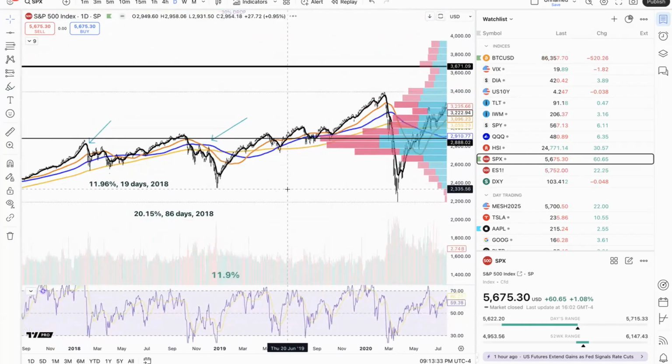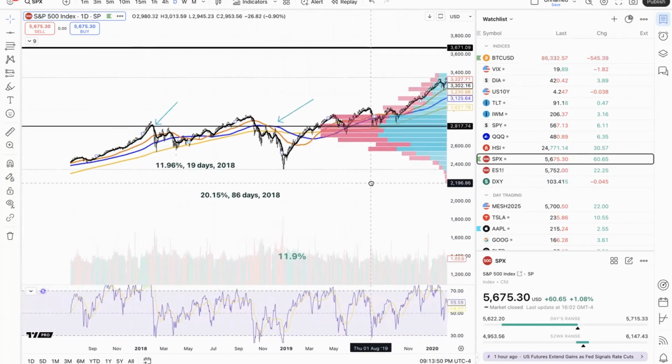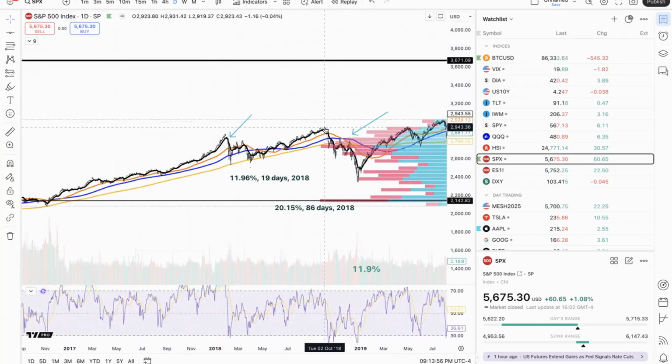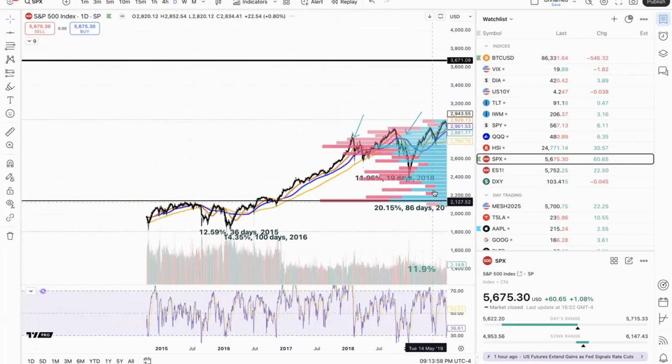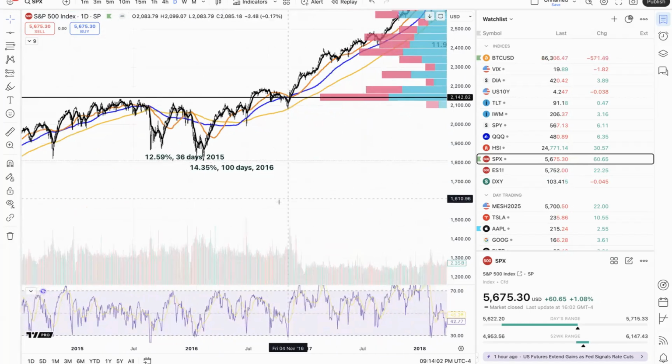Here's another one. 2018. This was a 20.15%. You would have to call that a bear market because it's 20%, but that lasted 86 days. And then what happened? It smashed higher before COVID hit. Here's an 11.96% correction, 19 days, and then it ran back up, right? So these things always recover.